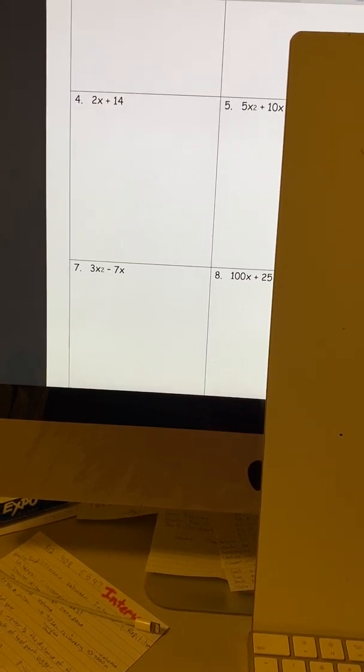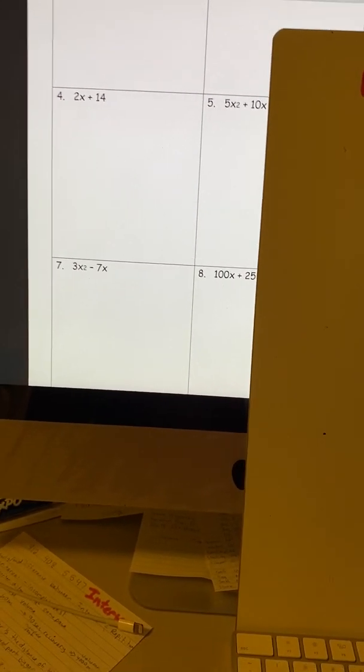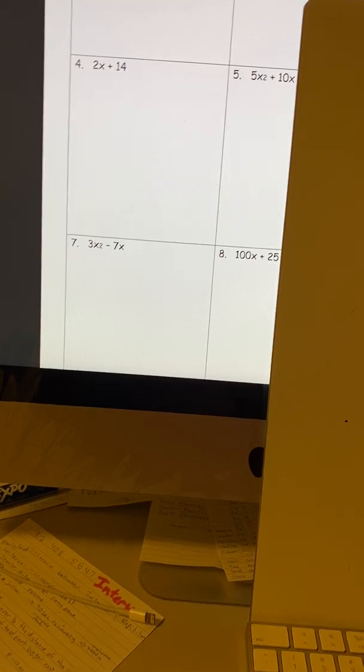And this will lead nicely into what we're going to be doing next week and the week after, which are quadratics and probably some radical stuff too, square roots.